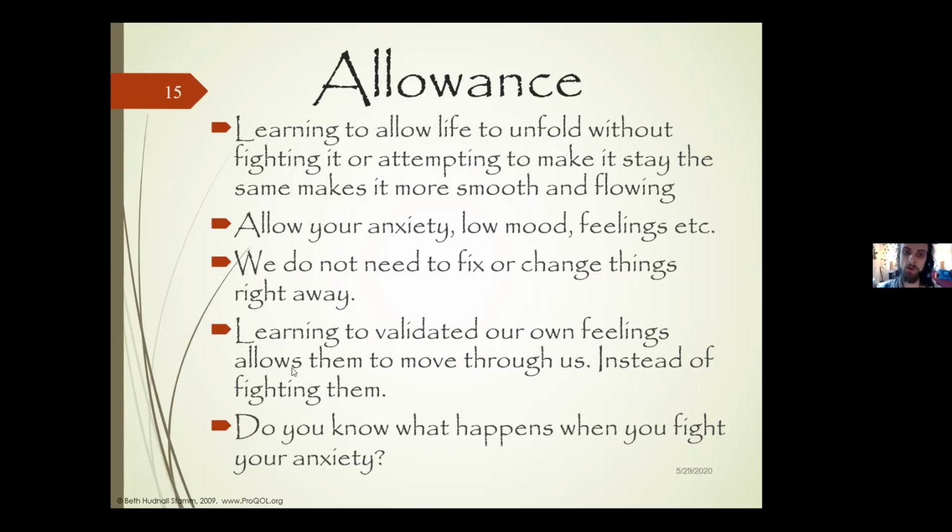Learning to validate our own feelings allows them to move through us instead of fighting them. It's kind of like what I talked about with compassion. It's the same thing with validation. When you come to a friend and you say, "Oh, I feel so shitty, and I'm a horrible person," and then your friend says, "Well, no, you're not. You're awesome."